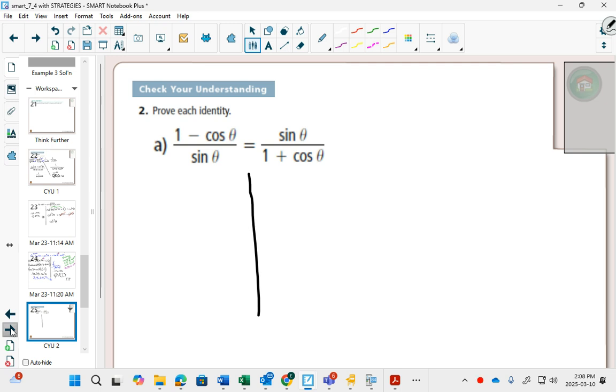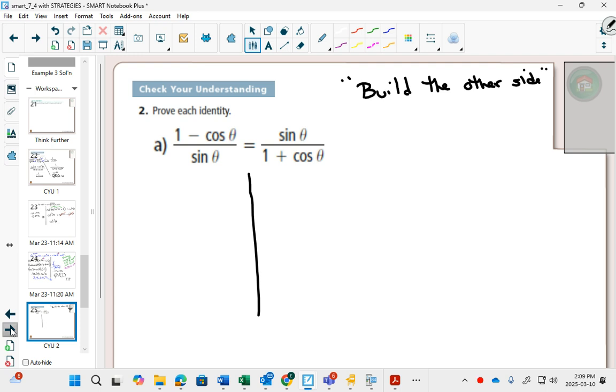And the strategy that we're going to use, I like to call it build the other side. I like to call it this because it gives you a hint what you should do. If you remember the strategy name, build the other side, it gives you a hint of what you should do.